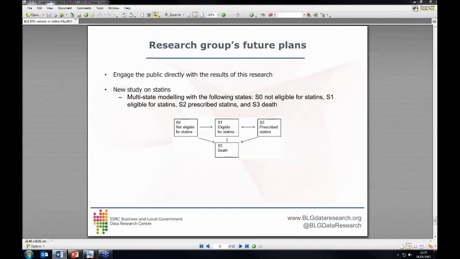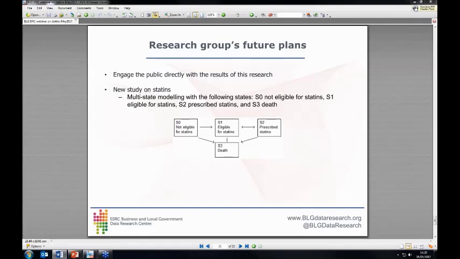Another plan is to develop a multi-state survival model for statin prescription. The model will have the following states. At state 0, patients are not eligible for statins. At state 1, patients are eligible for statins. At state 2, patients are prescribed statins. And the final state is death by any cause.